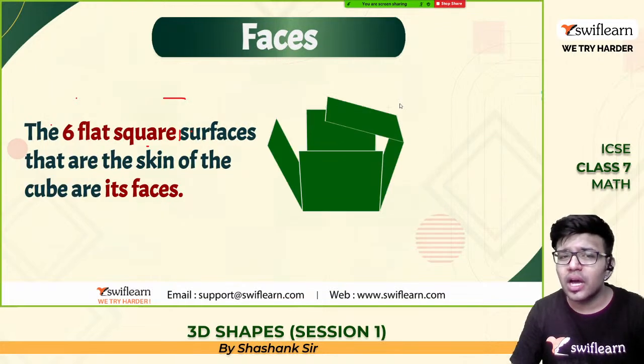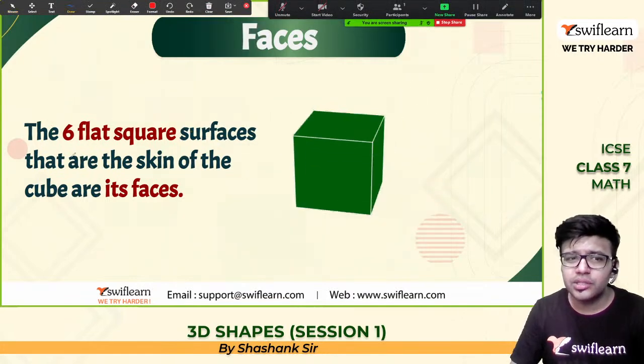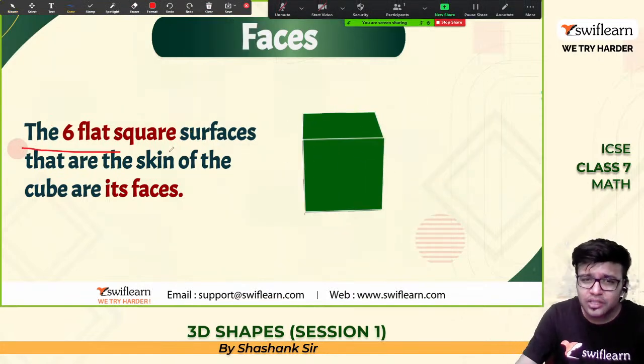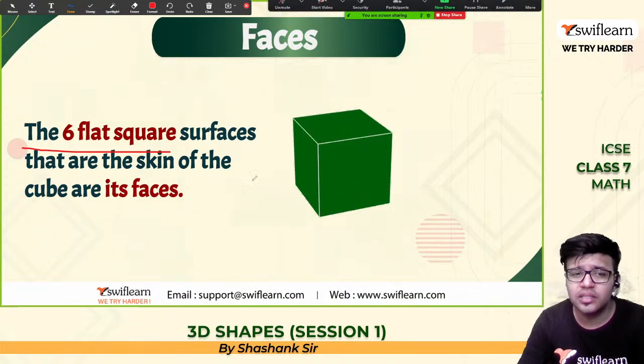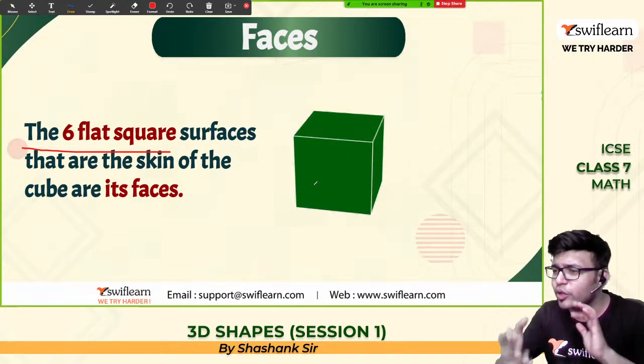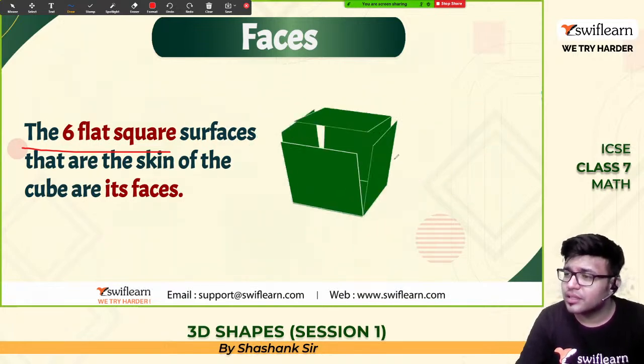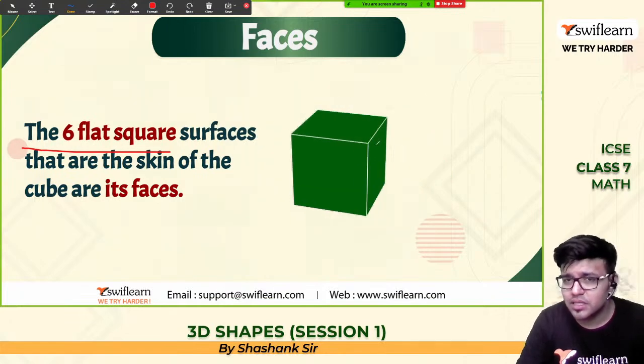See the animation. The 6 flat square surfaces that are the skin of a cube are called faces. Can you see the 6 faces when you open them? 1, 2, 3, 4, 5, 6. These are called faces.